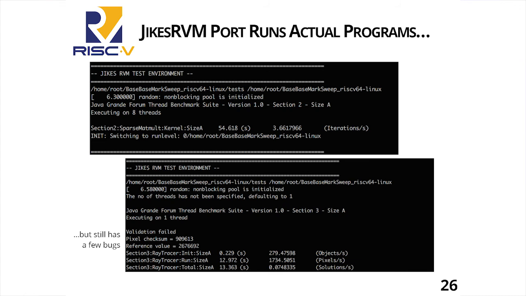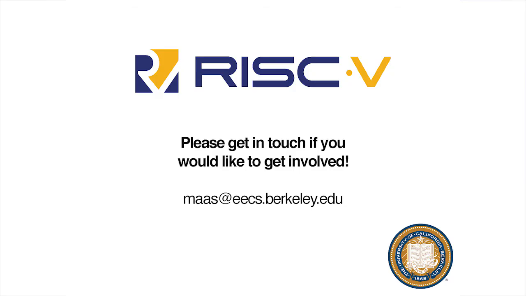Yeah, to wrap this up, in conclusion, we run real programs. Some of them still have small bugs. So this is a ray tracer. It runs to completion. It turns out the colors are a little bit off, so there's probably something wrong with floating point rounding modes or something like that. But it does run real programs to completion, and we think that this will be basically ready to upstream next year. With that, I'd like to take questions.